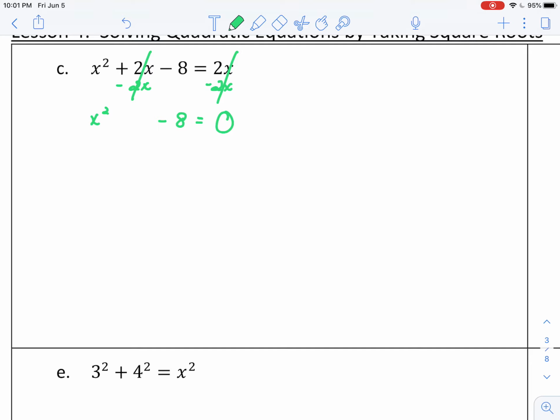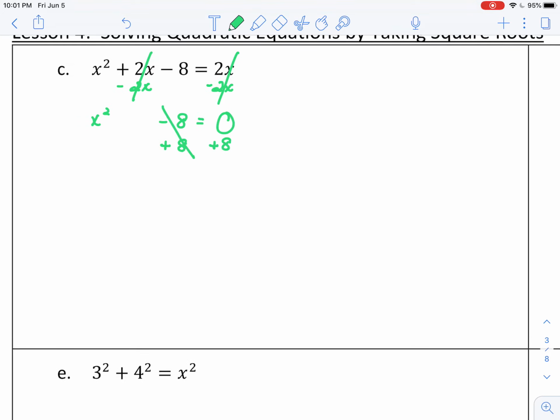When you solve by square roots, you need the squared item on its own. So I'm going to move that minus 8 by adding 8 to both sides. So there's still an x squared on the left side of the equal sign. Now there's a positive 8 on the right side of the equal sign. Sorry, sometimes that program's annoying. Anyway, we have an x squared equals 8.